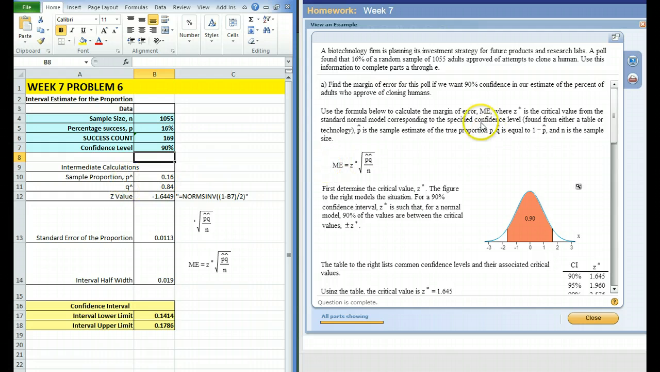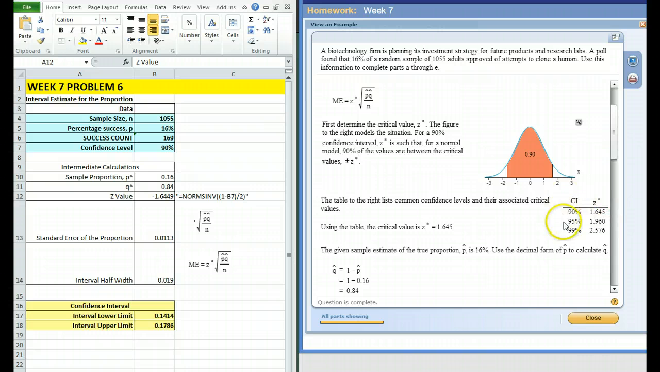P hat is 0.16, which is given as the 16%. Q hat is going to be 1 minus P hat, which is in the expression here, and calculated as 0.84 in this cell for you. In the video for question number 3, we went into detail as to how to calculate the critical value, and the critical values are listed here for different levels of confidence. These are standard values, and you will, by using them, sort of learn what they are, but you still need to be able to produce these values here. So look back at that video if you're not very familiar with how we got to this.